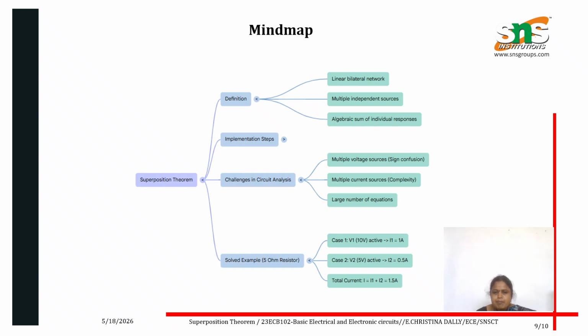For example, if we take 5 ohm as the resistor, the voltage V1 will be 10 volt and V2 will be 5 volt, and here we find the total current as 1.5 amps.